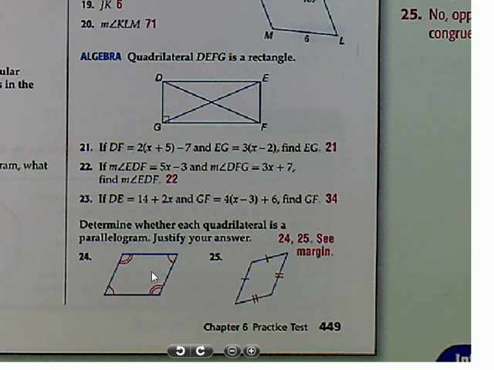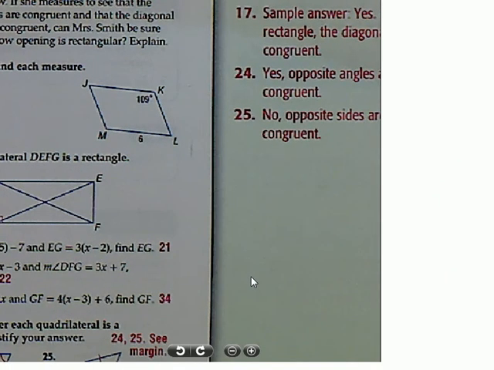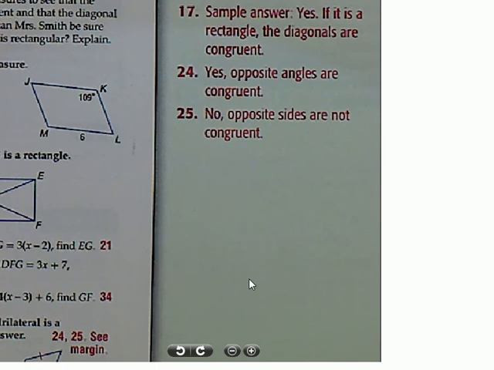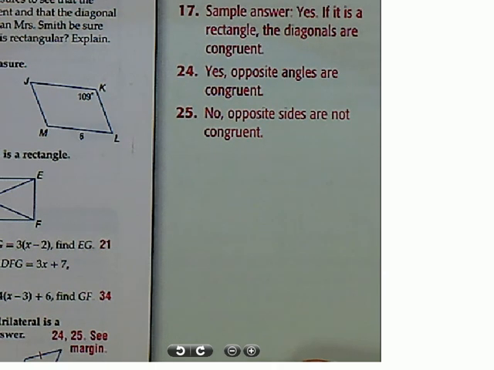Anyway, 23 is 34, and then determine whether it's a parallelogram. Is this a parallelogram, 24? Yes. Yeah, both pairs of opposite sides are congruent. Opposite angles are congruent. And 25, is that a parallelogram? No. Okay, now, if both pairs of opposite sides were equal, then it would be a parallelogram. This is not a parallelogram. Oh, there's the answer right there. There you go. Okay, that's the answers to the practice test.